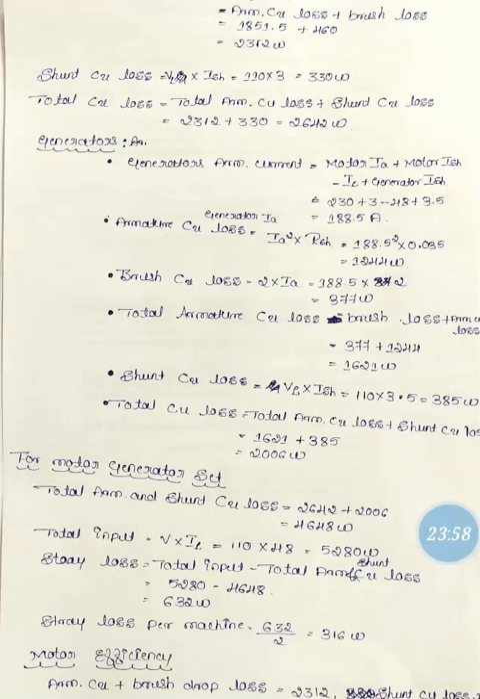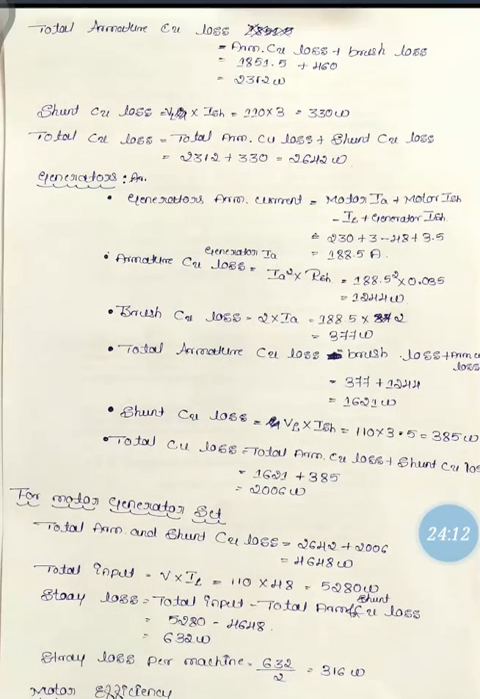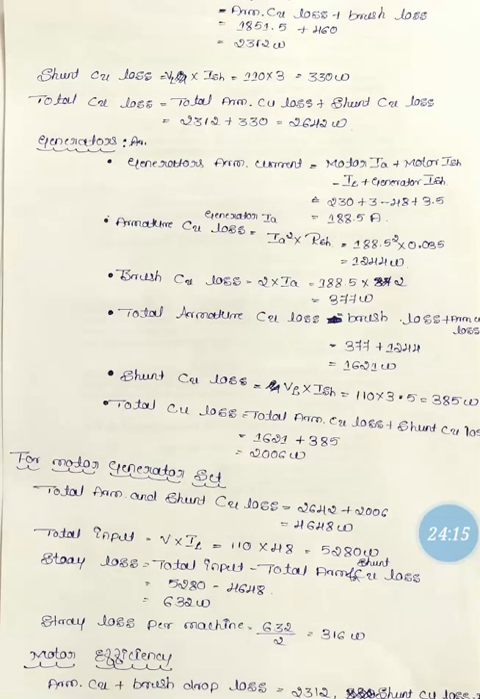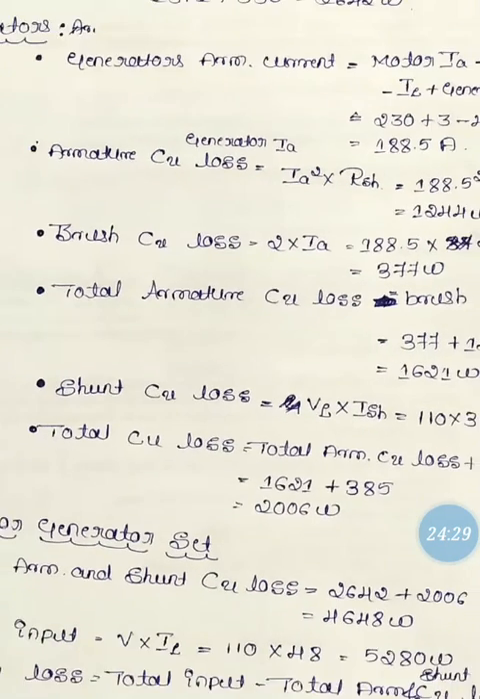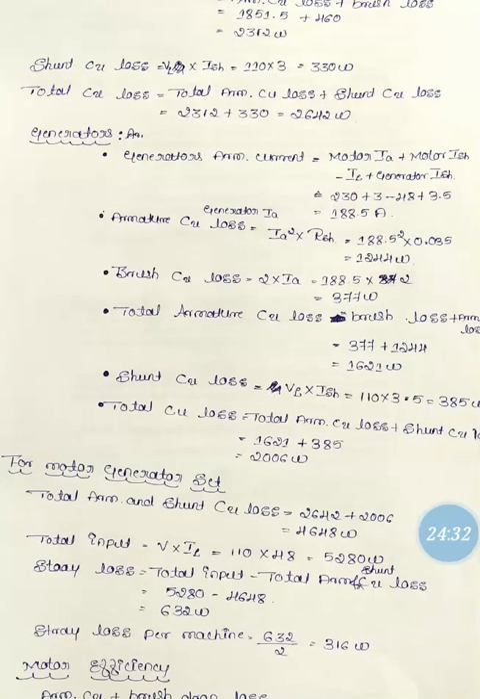Then we consider the motor generator set. For the motor generator set, the total armature and shunt copper loss is calculated as the sum of the total copper loss of the motor and the total copper loss of the generator. The total copper loss of the motor was calculated as 2642 watt, and the total copper loss of the generator as 2006 watt. Then we get the total armature and shunt copper loss of the motor generator set as 4648 watt.